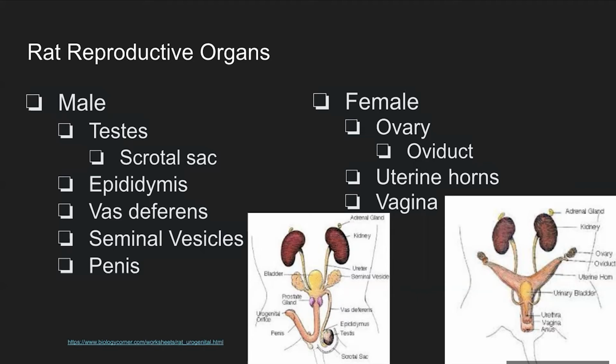In the females, they store their eggs inside of their ovaries. They travel through the oviduct and stick to the walls of the uterine horns. The semen enters through the vaginal opening and travels to meet the eggs in the uterine horns.